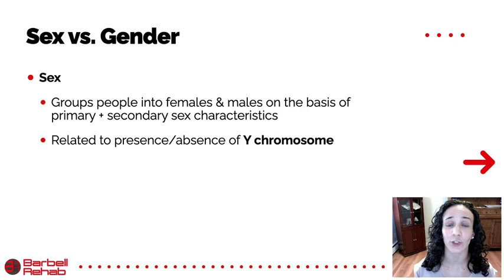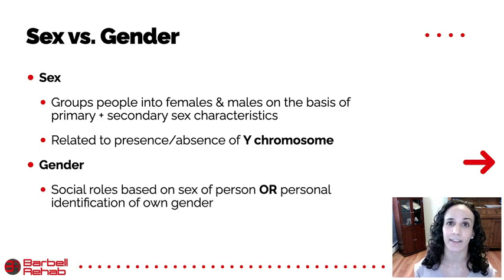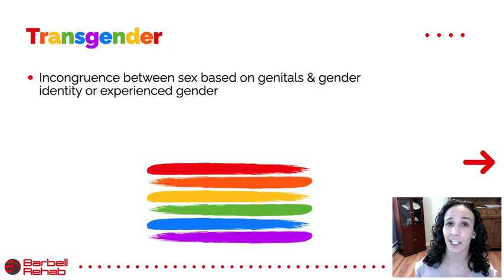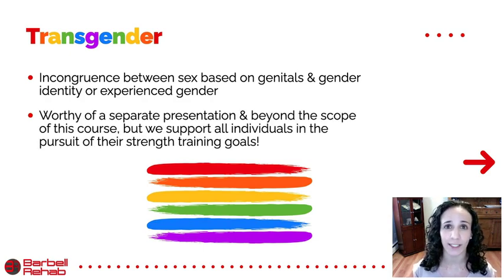This is related to the presence or absence of the Y chromosome, versus gender, which is the social roles based on the sex of the person or the personal identification of one's own gender. And so there can be an incongruence between sex based on genitals and gender identity or experienced gender. That is worthy of a whole separate presentation on its own and beyond the scope of what we'll be diving into with this presentation. But overall, we support all individuals in the pursuit of their strength goals, and some of the information here may still be helpful for those individuals.